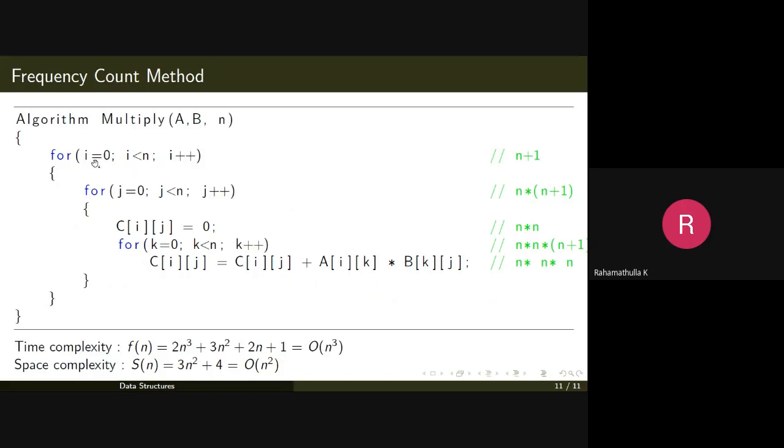For example, in this case, this is a for loop which executes n plus 1 time. This is another for loop which is inside the first for loop. Whatever is inside a for loop will be executed n times. So this for loop will be executed n into n plus 1 time. This is once again another for loop, means that this also will be executed n plus 1 time, but this is inside these two for loops. For i equal to 0, j equal to 0, this will be executed n plus 1 time. For i equal to 0, j equal to 1, this will be executed n plus 1 time. So total n into n plus 1 time. That is what the frequency count method of analysis of an algorithm is. So with that, you can calculate the time complexity.